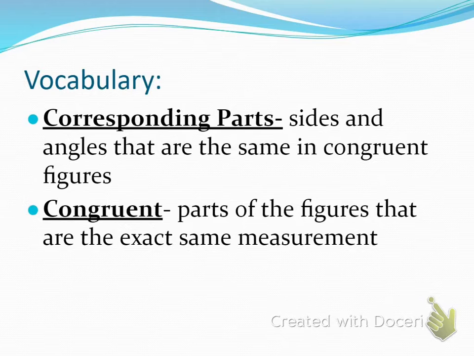First we have corresponding parts. They're the sides and angles that are the same in congruent figures. So corresponding parts would basically be if one side is the same as the other side, if one side is marked the same as another side. Okay, congruent, we have reviewed this since August. Parts of the figures that are the exact same measurement. That means congruent. Also would be equal.